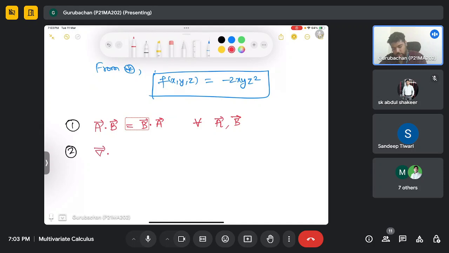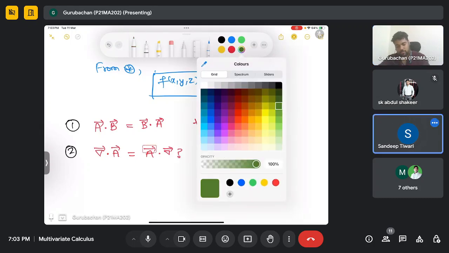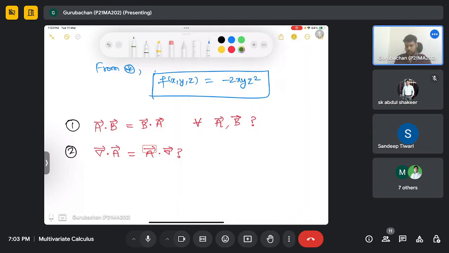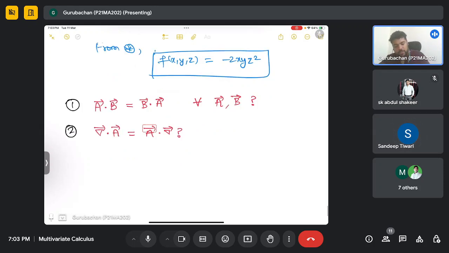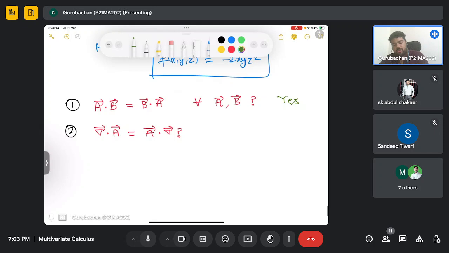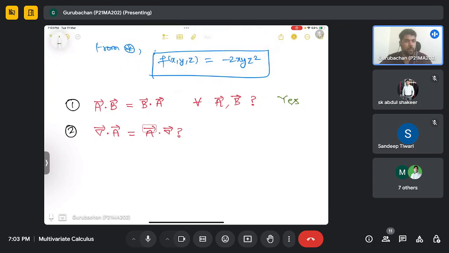Del dot A, and A dot del. Not correct, sir. Okay. So what will be the difference? Sir, del is an operator, sir. Good. Here del is an operator, and here we are discussing any two vectors.